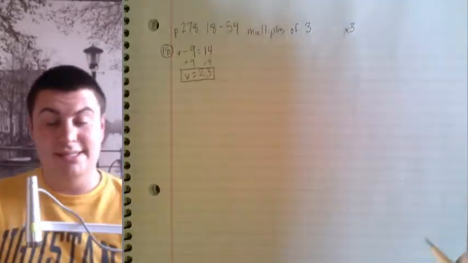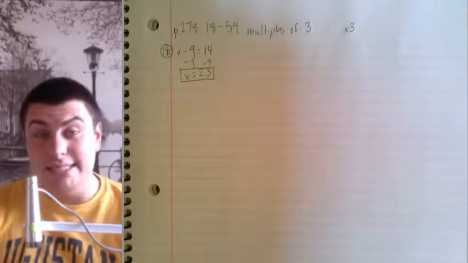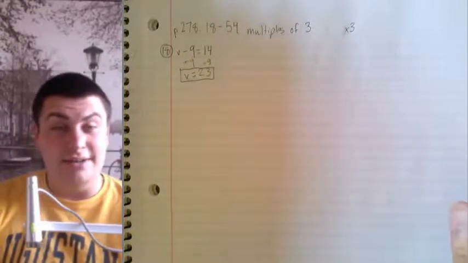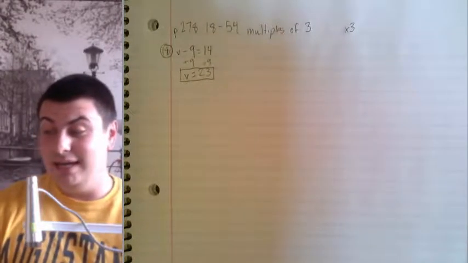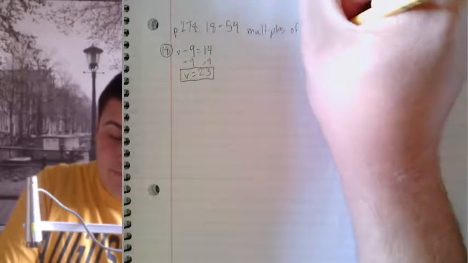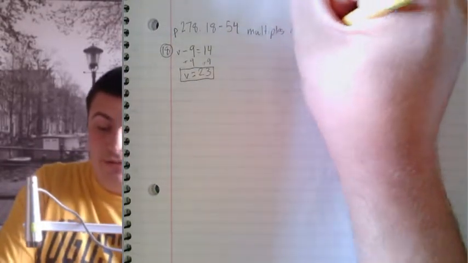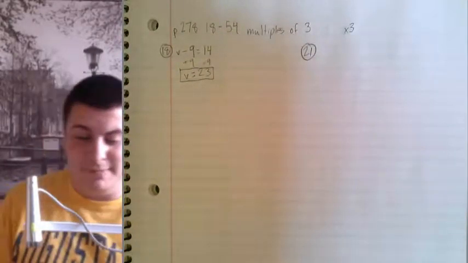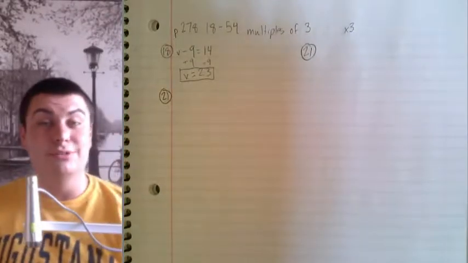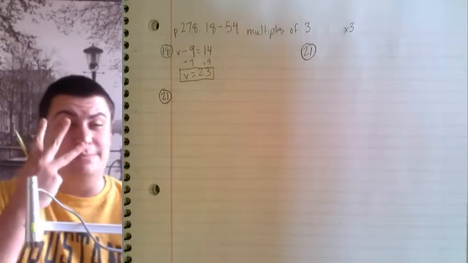We box our answer. We check if we want. If you don't trust yourselves, go ahead and check. Now, since we're here, we can go ahead and go to number 21. You can do 21 over here since these are little and don't take a lot of space, or we can skip some space and just keep going down and do number 21, and we're doing multiples of 3.